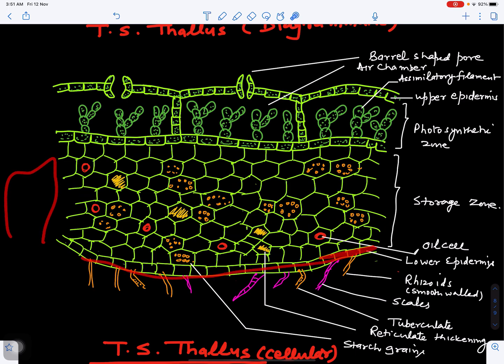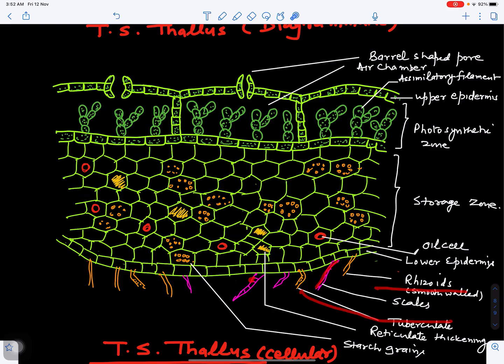Supposing this is the thallus, this will be the upper surface, and on the opposite side will be the lower epidermal tissue. Now it is attached to the substratum by means of rhizoids. We can see here rhizoids which are smooth walled. Some rhizoids have peg-like projections like here, and these are called tuberculate rhizoids. So these are smooth-walled rhizoids, and these are tuberculate rhizoids.